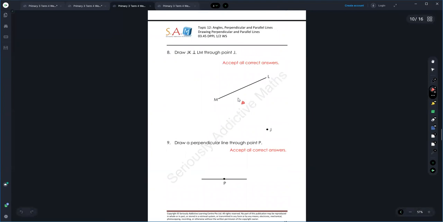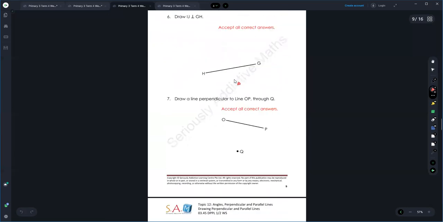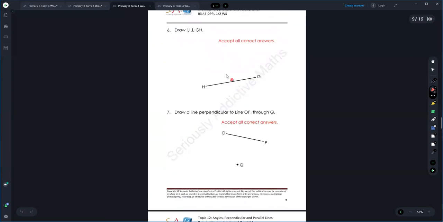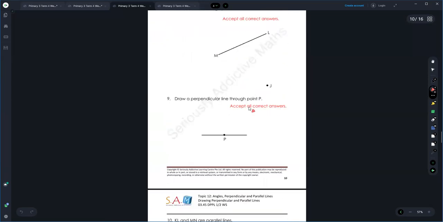Lines are given to them. Now they need to draw JK through point J, which has to cut through and create a perpendicular line. So J is here. Through means that you have to cut through. Versus this one here, IJ perpendicular to GH. Here they can just draw J here. So there's a difference between the two. So okay, let's see.